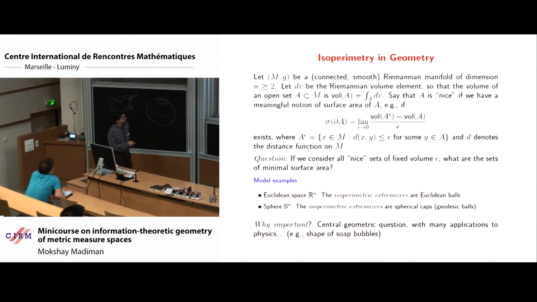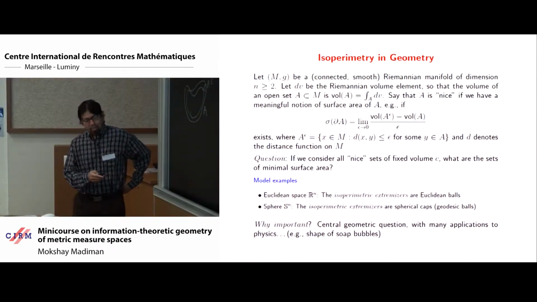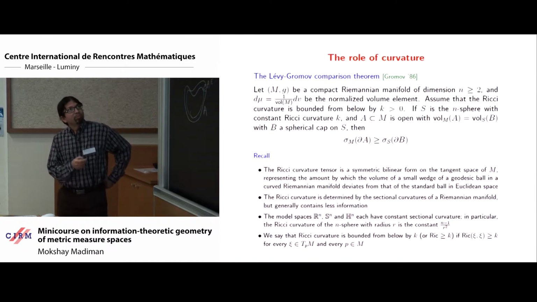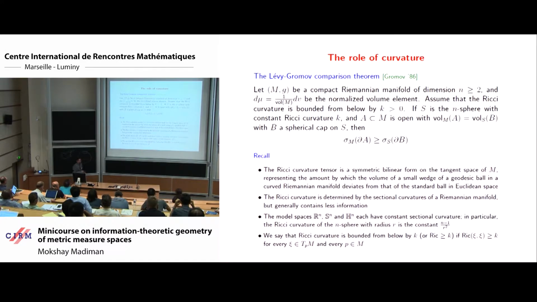So why is this question important? Well, it's a central geometric question, but it also has many applications to physics. For example, the fact that isoperimetric extremizers in Rn are Euclidean balls explains why soap bubbles are spherical. There's a fixed volume of air trapped inside the soap bubble, and you're trying to minimize the surface tension, so you have spherical soap bubbles. Okay, that's the isoperimetric problem, and two examples. So it turns out that curvature plays an important role in understanding isoperimetry.